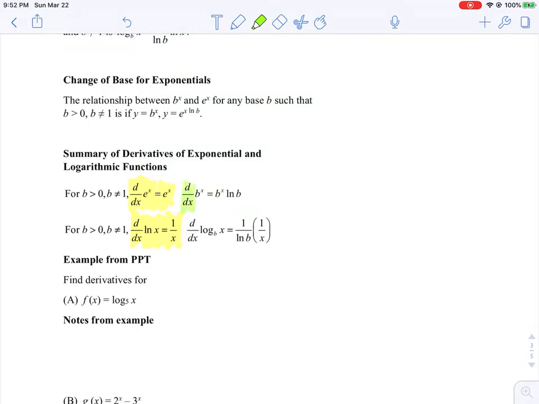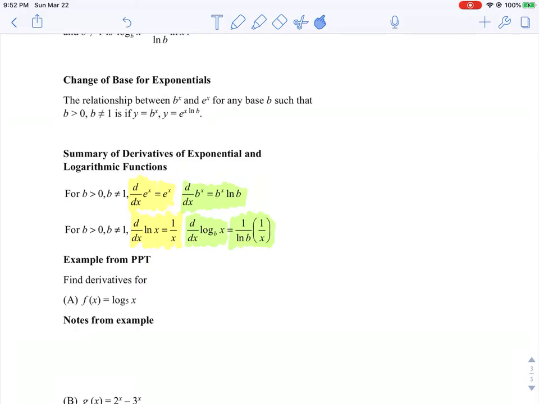Now when we take the derivative of base to the x power, it equals b to the x, natural log of that base. We take a derivative of a log base b of x. It's going to equal 1 over the natural log of that base times 1 over x. So we have a few examples here.